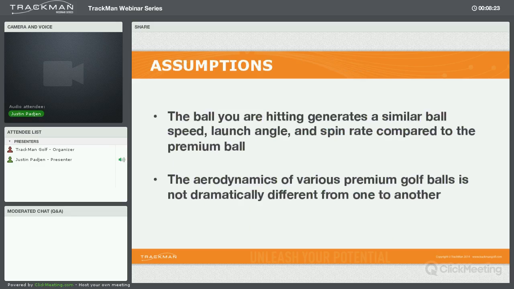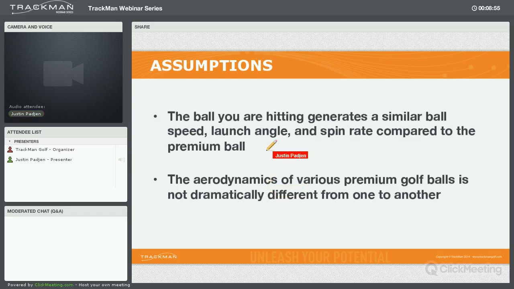There are some assumptions that we need to keep in mind here. When you're using the normalization feature, you're using a golf ball that generates a similar ball speed, a similar launch angle, and a similar spin rate compared to a premium golf ball. If it doesn't, if it's a limited flight ball or a range ball or something like that, that's where the ball conversion feature comes into play. And that's what we'll be covering next week. But for right now, all that we're looking at is the normalization part of it.